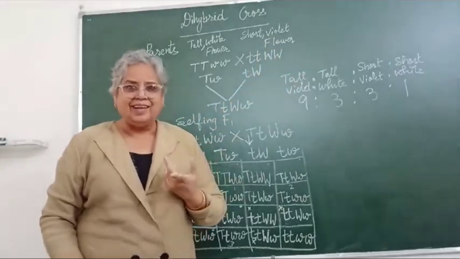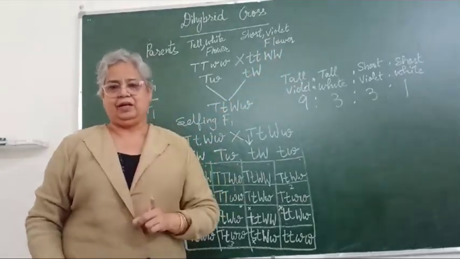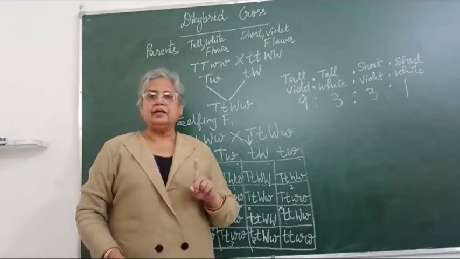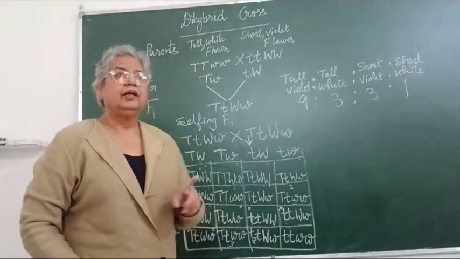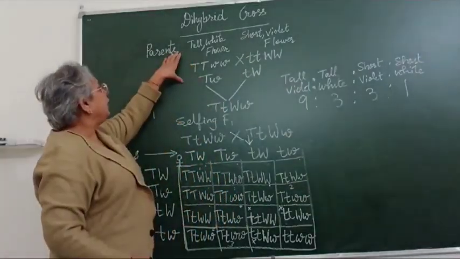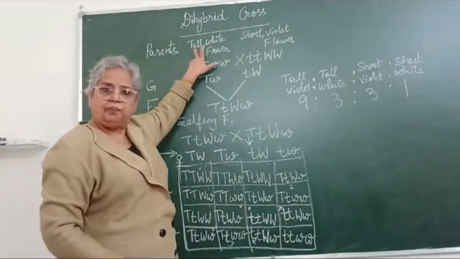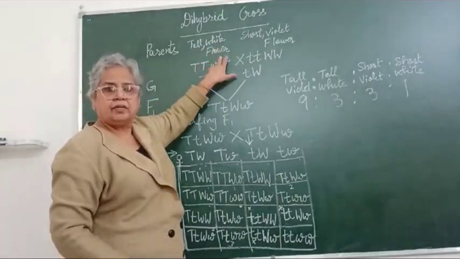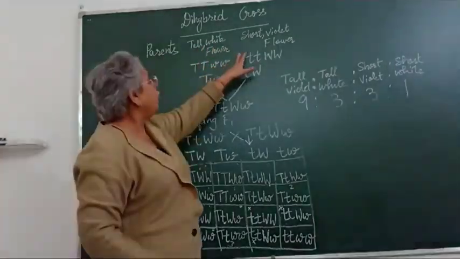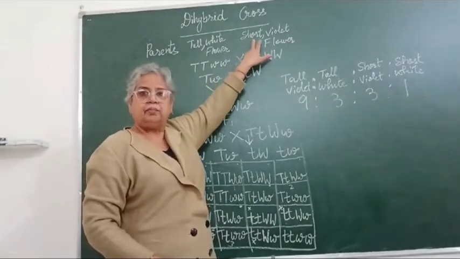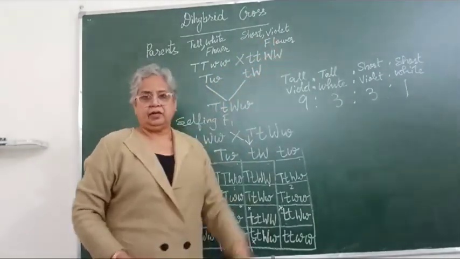And which plant is this? Yes, it is the sweet pea plant, right? And its botanical name is Pisum sativum. So now the parents are tall pea plants with white flowers, which are crossed with short plants with violet flowers.